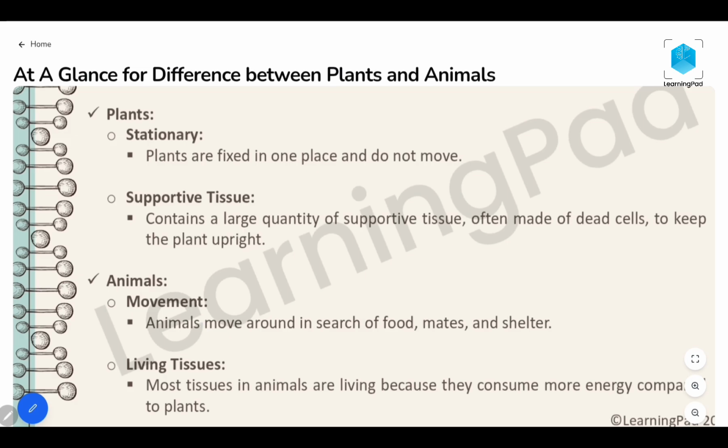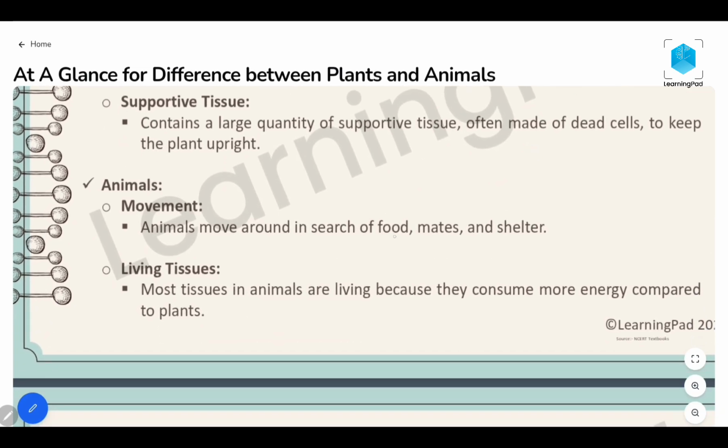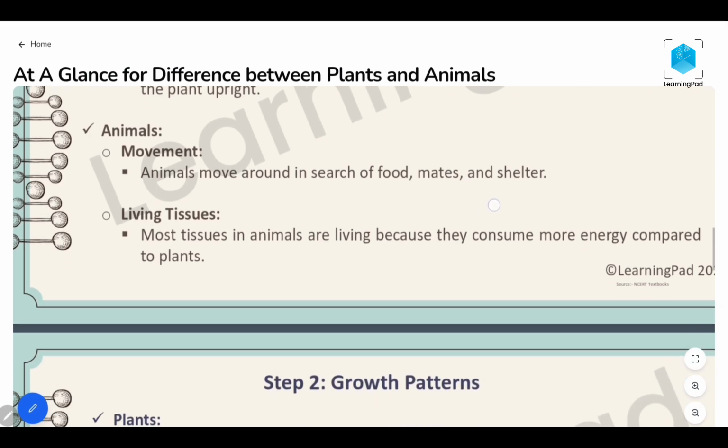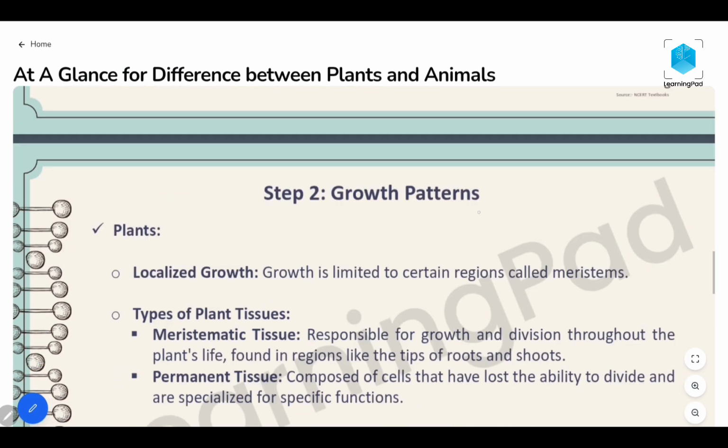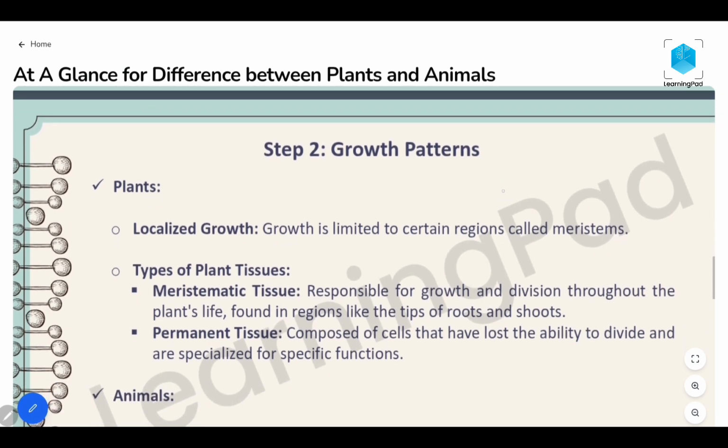The next thing is animals. Animals move around in search of food. Mostly they move only in search of food or in search of mates and in search of shelter. And the tissue present in animals is living tissue, and because they are living, they consume more energy compared to plants. The next thing which we are going to study under differences is growth pattern.